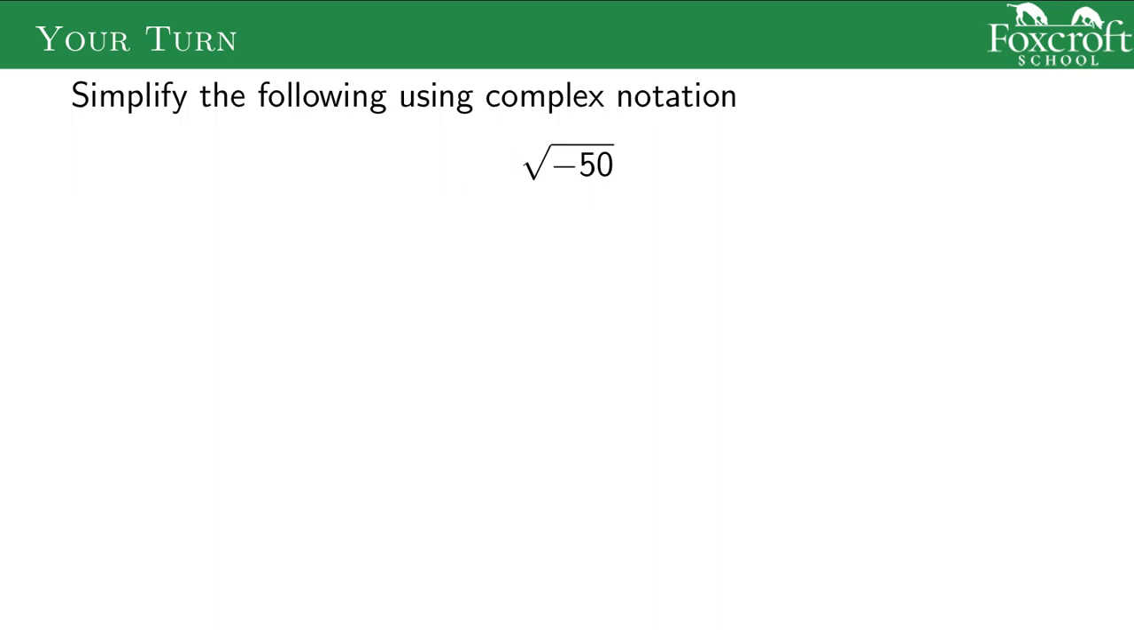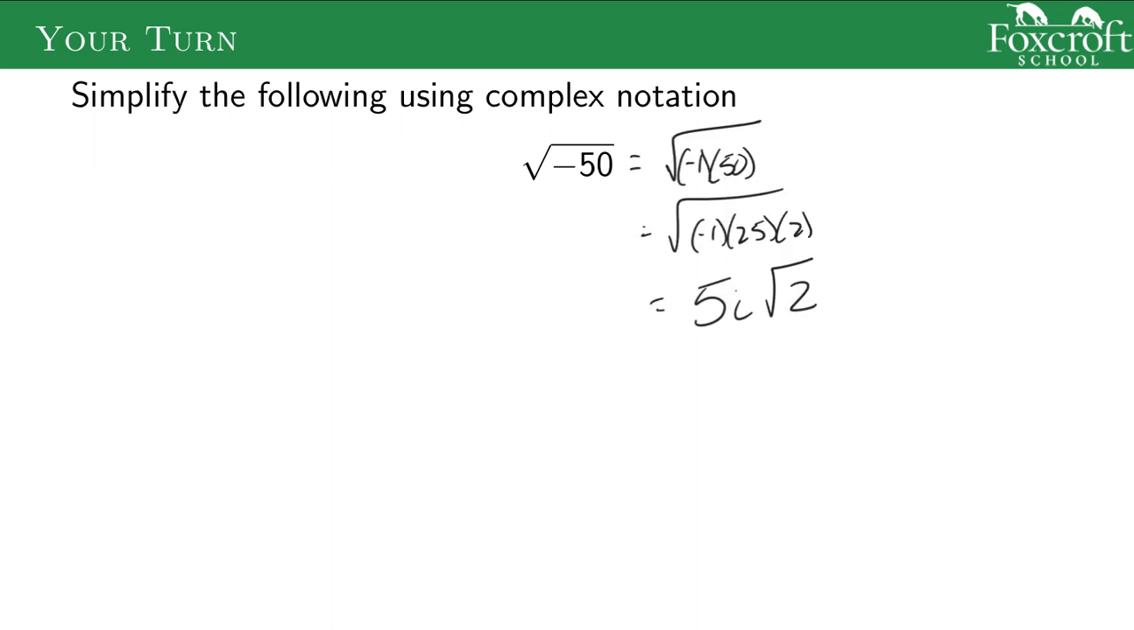All right, so here's one for you to try on your own. Fully simplify the square root of -50. All right, I'll show you the solution in 3, 2, 1. And the fully simplified version is 5i times the square root of 2.